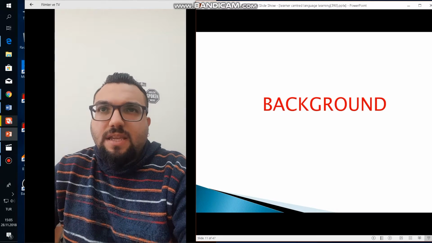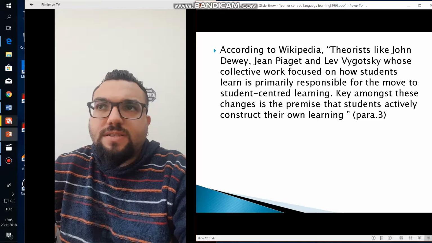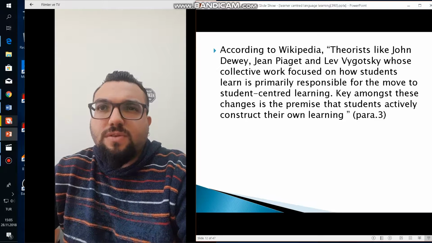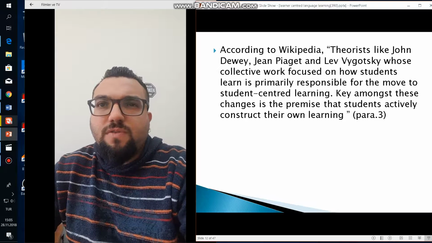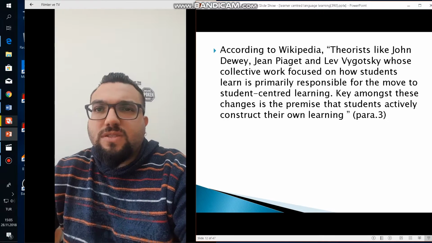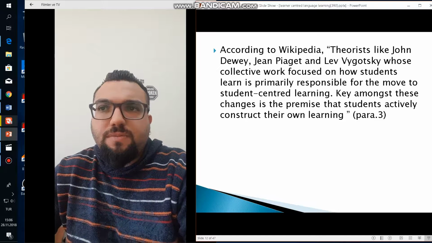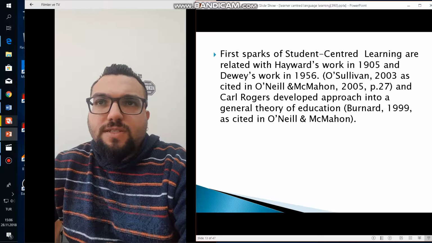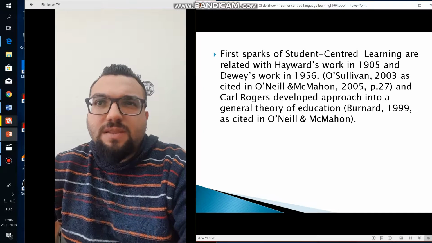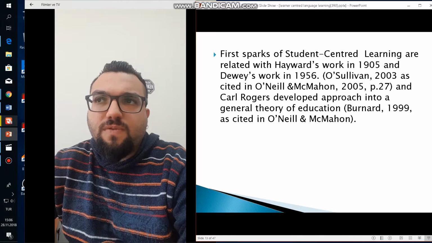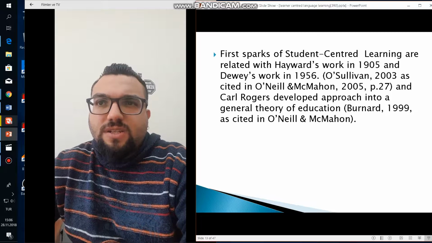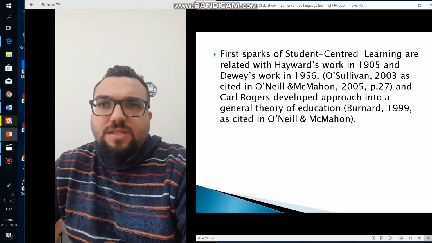As a background of the study, according to Wikipedia, theorists like John Dewey, Jean Piaget, and Lev Vygotsky, whose collective work focuses on how students learn, are primarily responsible for the move to student-centered learning. Key amongst these changes is the premise that students actively construct their own learning. First sparks of student-centered learning are related with Harvard's work in 1905 and Dewey's work in 1956. And Carl Rogers developed the approach into a general theory of education.